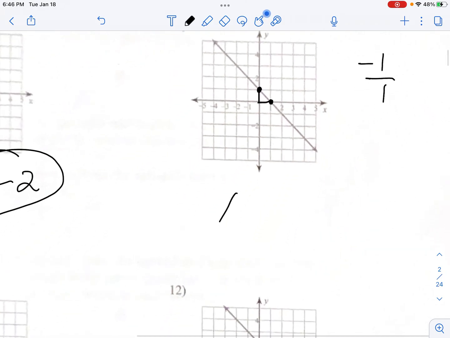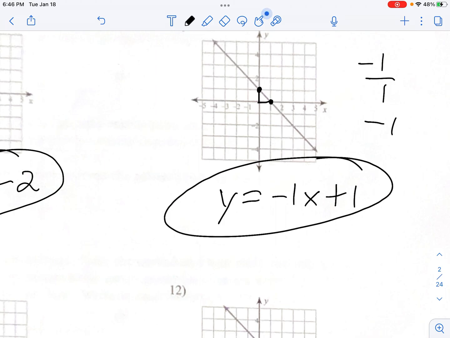All right, so that would actually be negative 1, right? If you divide negative 1 by 1, it's negative 1. So y equals negative 1x. That right there is my y-intercept at 1. So negative 1x plus 1. And remember, your y-intercept always goes right there. Okay?